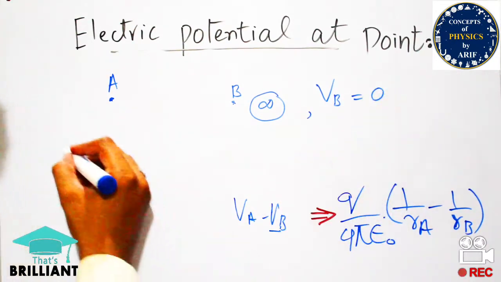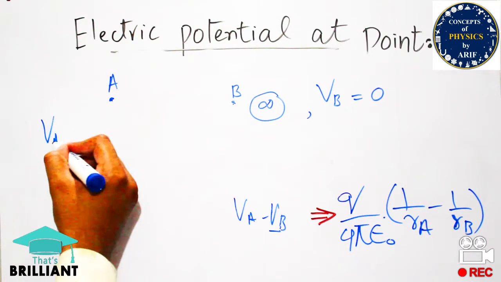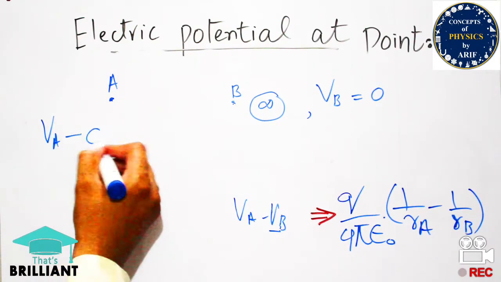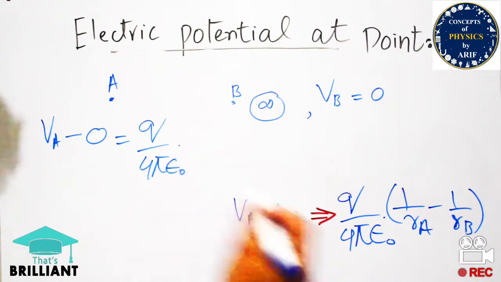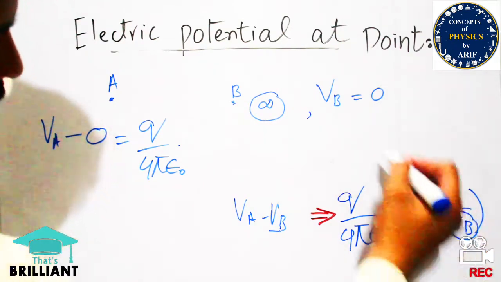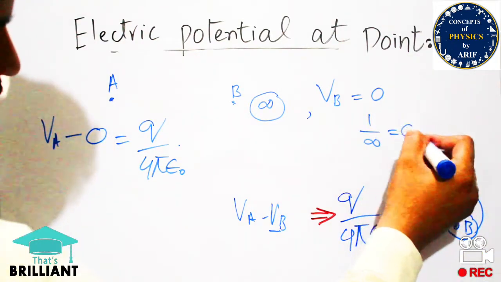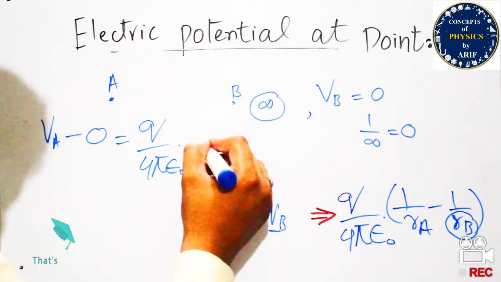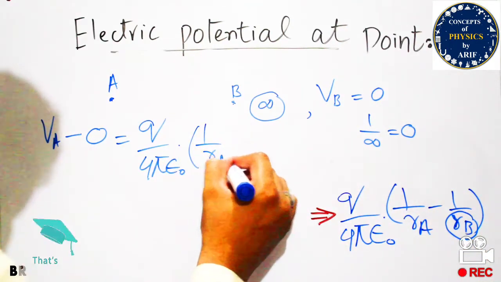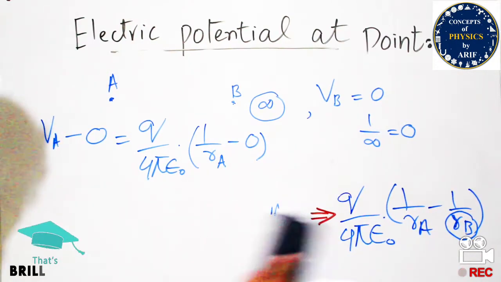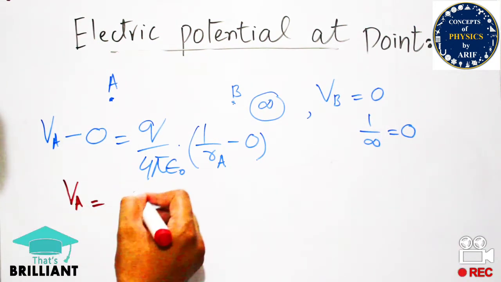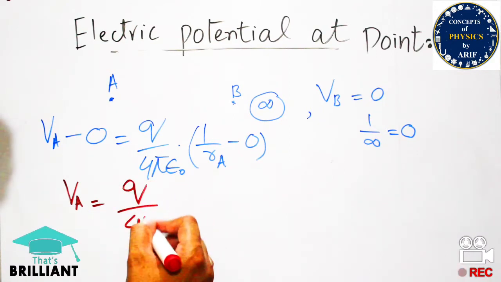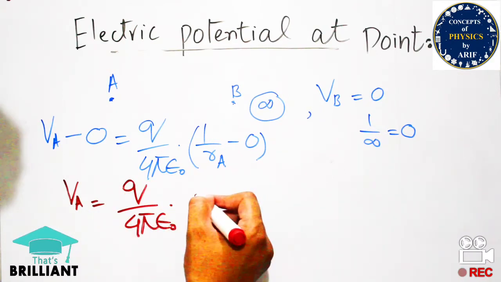For example, when we are taking the point from infinity, then the potential at point B, at infinity, is equal to 0, because there will be no potential at that point, as it is out of range. So at infinity potential will be 0. We will put the value VA minus 0 equal to Q over 4 pi epsilon naught, and since the point is at infinity, 1 over infinity is equal to 0, so 1 over RA minus 0. This is the final expression, and if we simplify it, the potential at point A is equal to Q over 4 pi epsilon naught into 1 over RA.